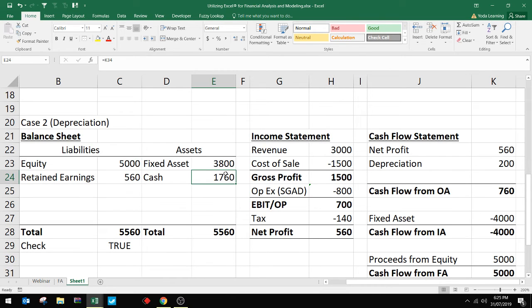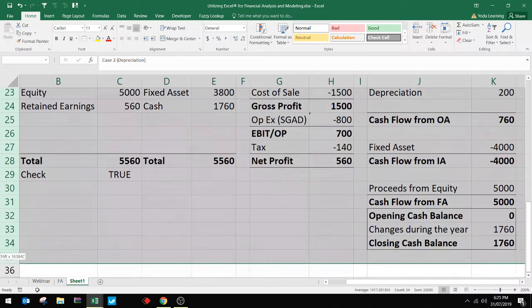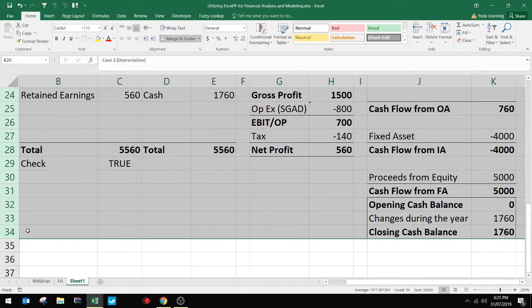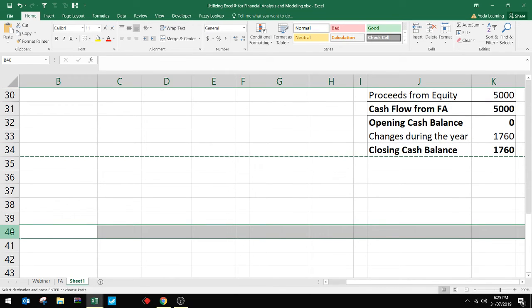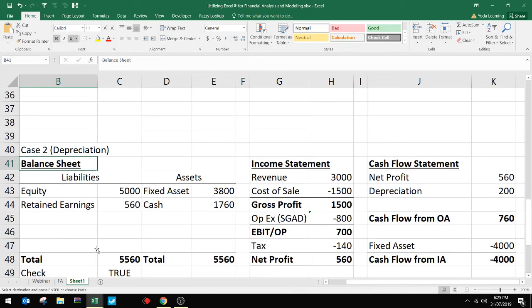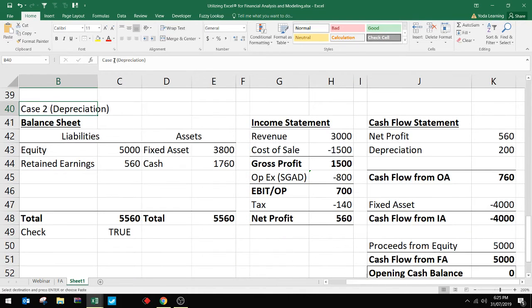Now let's move on to the third and final case of working capital line items. So once again, what I would request you is to scroll all the way down to row 34. Press Ctrl C. In row 40, press Ctrl V. And our case 3 is going to be about accounts receivables and accounts payables.